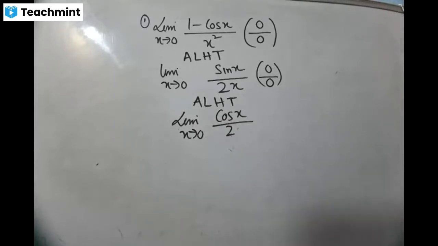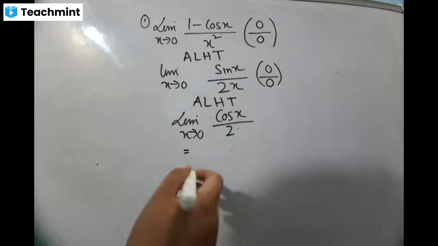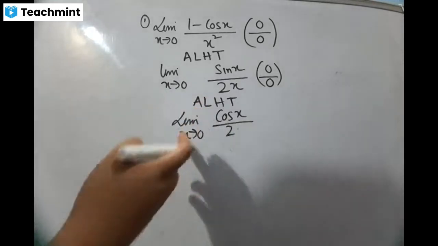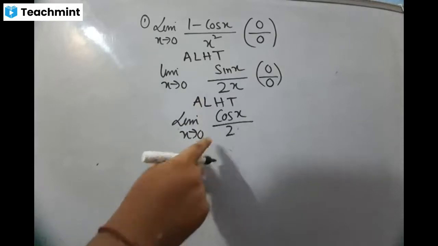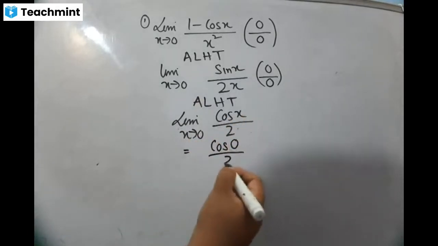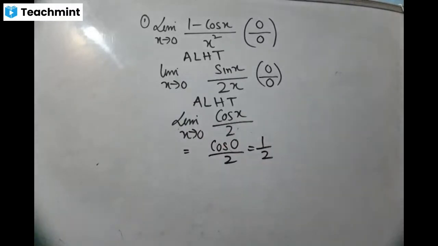Is that clear? So the moment you remove 0 from the denominator, you need to stop. That means now you need to solve it, means simplify. Simplify means remove the limit and put the value of x. So what do you get? Cos, instead of x we write 0, divided by 2. Cos 0 is 1, so 1 divided by 2 is the answer. So this is how you do L Hospital's theorem.